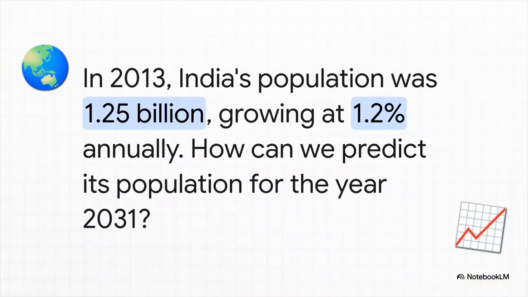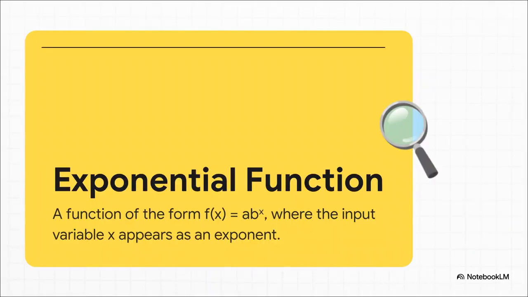Just think about something like population growth. It's not a steady, linear thing. The growth itself grows because more people lead to even more people. It's a compounding process, a feedback loop. So how in the world do you model something that's constantly speeding up? For that, you need a totally different tool, the exponential function.